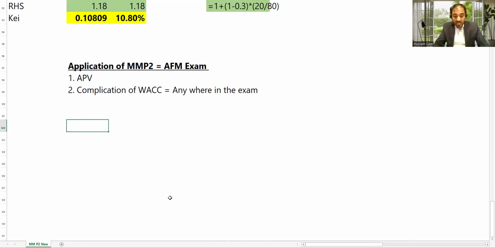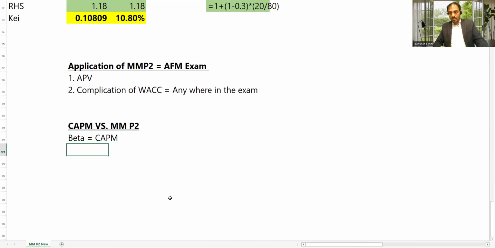Sir, another question. CAPM, where we will use CAPM versus MM Proposition 2. Very clear and very categorically, as I have told you earlier. If beta information is available, then you will use CAPM method. Otherwise, MM Proposition 2.